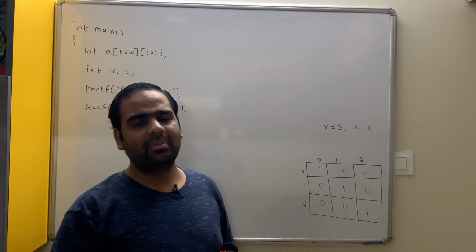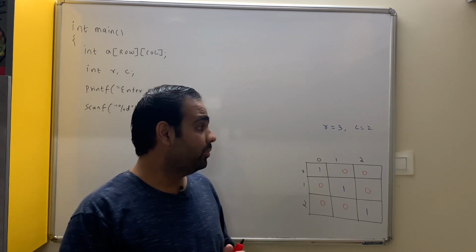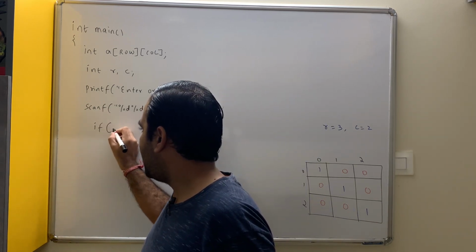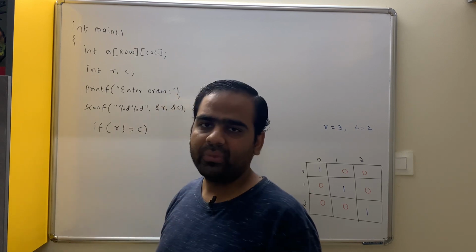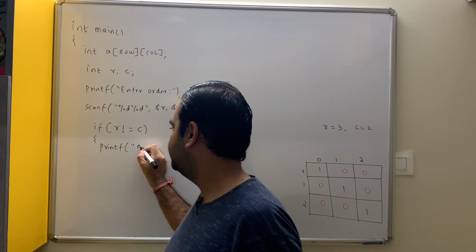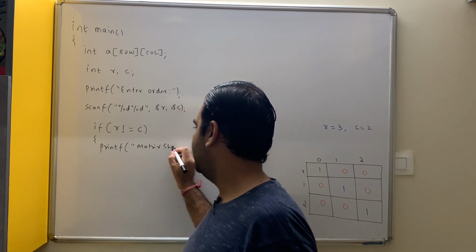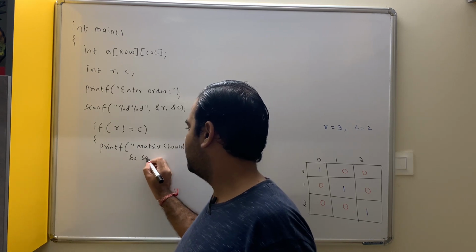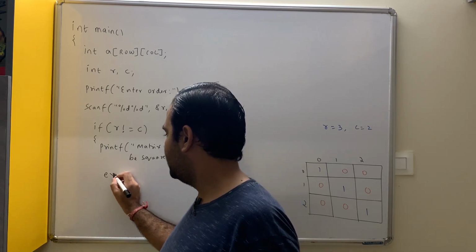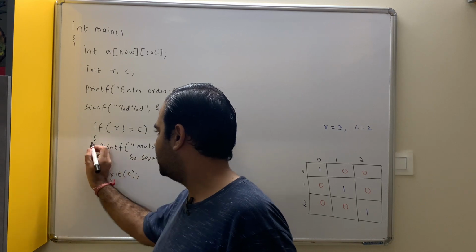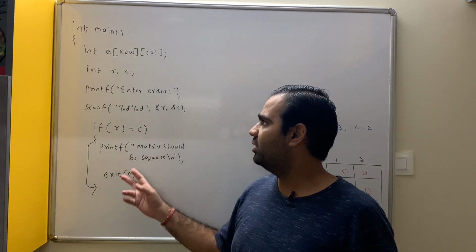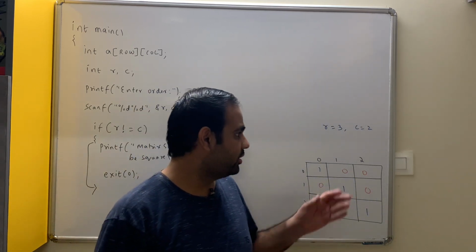Say for example, the value of R is 3 and the value of C is 2. Can I check if it is an identity matrix or not? I cannot check. Why? Because it's not a square matrix. Hence, I need to check over here if R is not equal to C. If R is not equal to C, we say printf matrix should be square. If the matrix is not square, we cannot check if it is an identity matrix or not. And here I say exit 0. Exit means you stop the code then and there, and say hash include stdlib.h. Because if it is not a square matrix, how can I check if it is an identity matrix or not? It's not possible.